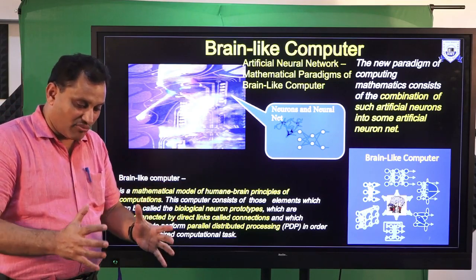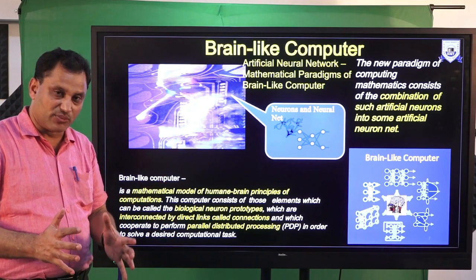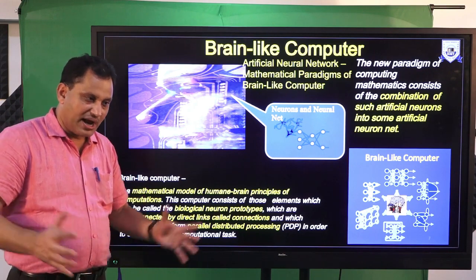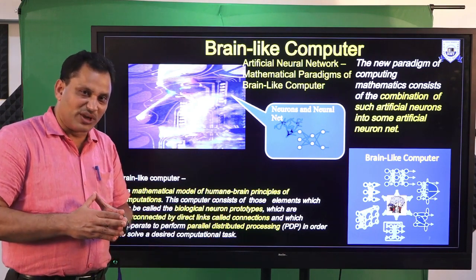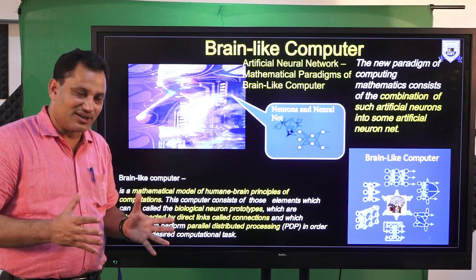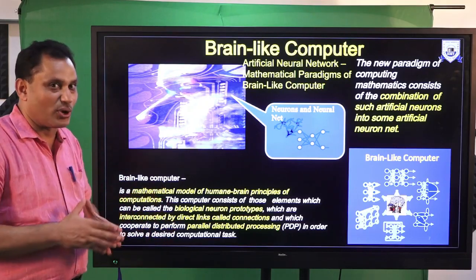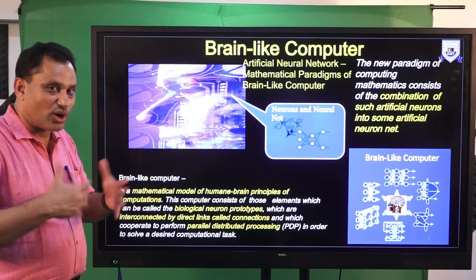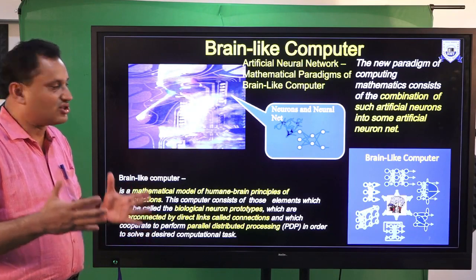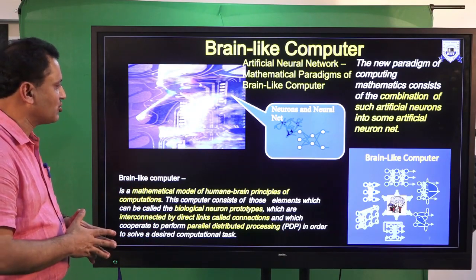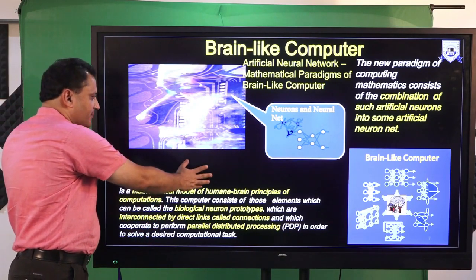So here we will learn the mathematical model of a particular neuron, and those mathematical models will have some interconnection in a particular topology. That topology structure will be called an artificial neural network. We will see the formal definition also. All right, guys.